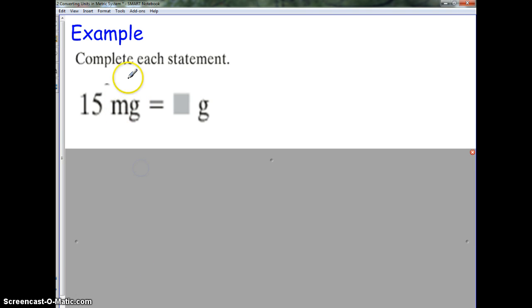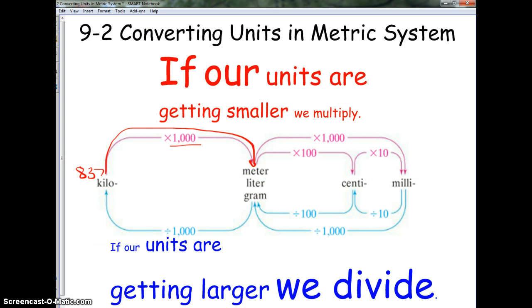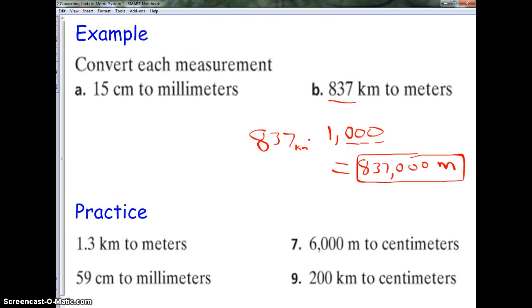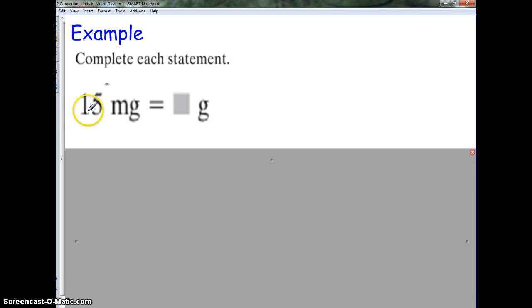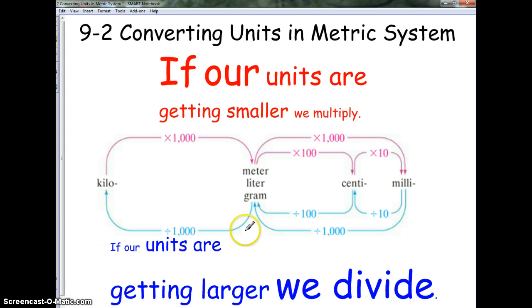Now we have some, we're going the opposite way. Okay, so we're going from small units to big units. Now if we go back, small units to big units, if we have a small unit like here to a big unit over here, we are dividing. Okay, so let's go back to this specific problem. We have 15 milligrams and we're going to grams. We want to find out how many grams that is.